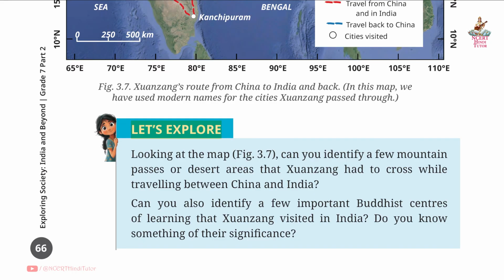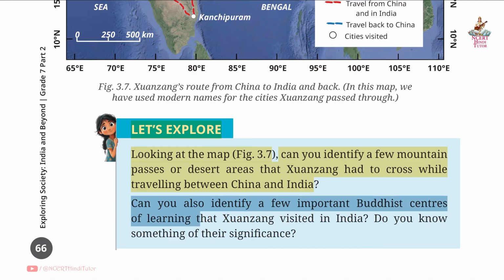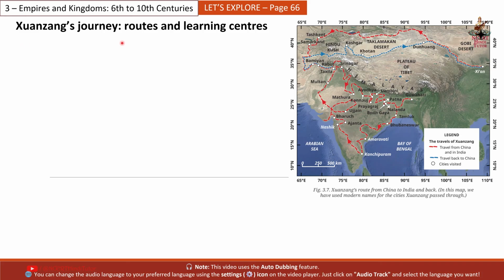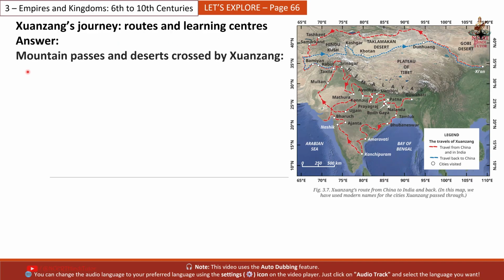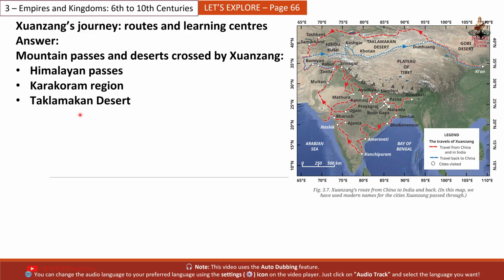Let's explore page 66. Looking at the map, figure 3.7, can you identify a few mountain passes or desert areas that Xuanzang had to cross while traveling between China and India? Can you also identify a few important Buddhist centers of learning that Xuanzang visited in India? Do you know something of their significance? Answer. Xuanzang's journey, routes and learning centers. Mountain passes and deserts crossed by Xuanzang: Himalayan passes, Karakoram region, Taklamakan desert, Hindu Kush mountains.